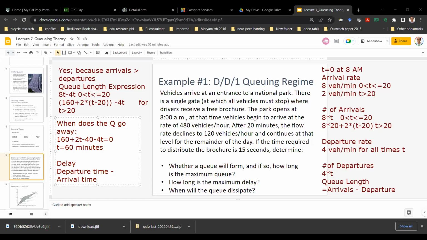Let me ask you this. What is the arrival time? At what time, at t equal to what value, would the 80th vehicle arrive? If I want to find out what time the 80th vehicle would arrive, can you give me that value? T equal to 10, right? Because I have 8 vehicles per minute. That's good. Okay. What time would the 120th vehicle arrive? 120th.